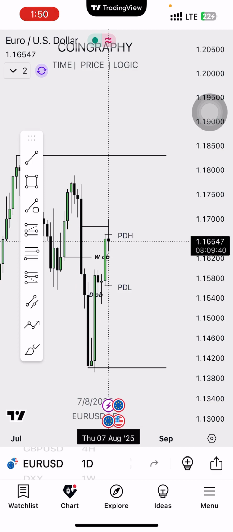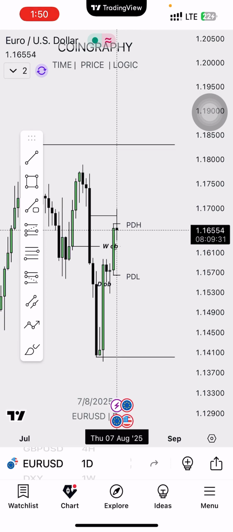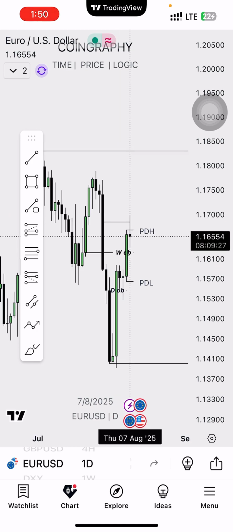Today I was able to get a 3 hour trade, and I'll be showing you how and why we took this trade. And mind you, this trade has taken us back to break even. So let's get straight into it.